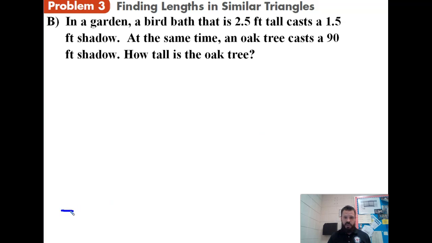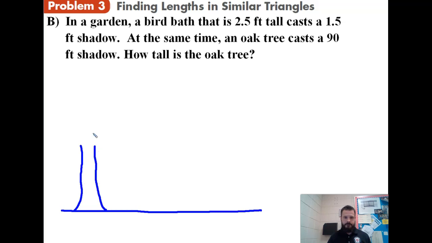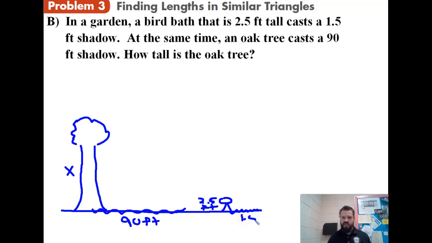Okay, let's draw out what we got going on here. And you're going to see why I'm a math teacher, not an art teacher. So we've got an oak tree. We're not sure how tall it is, but it's easy to measure shadows along the ground. We know the shadow is 90 feet. And at the same time, we have a bird bath, which is 2.5 feet. And it casts a 1.5 foot shadow.